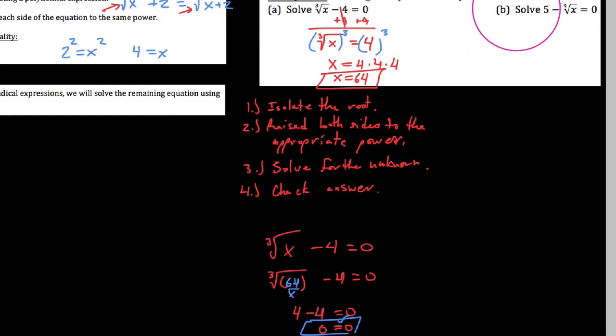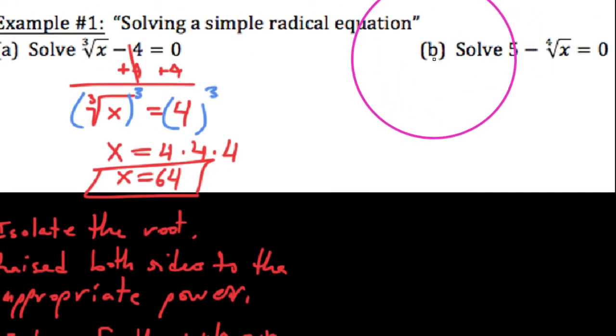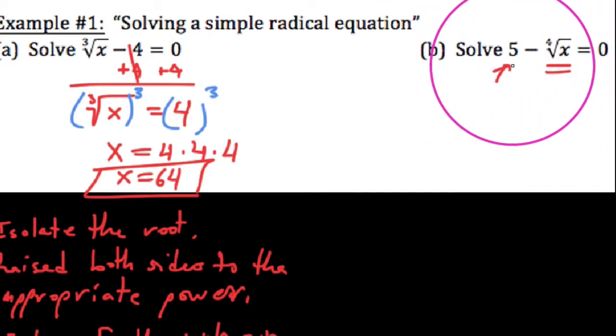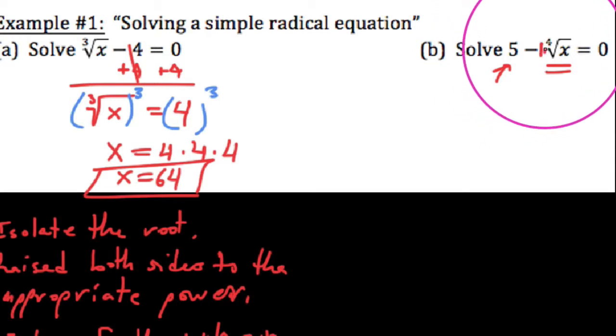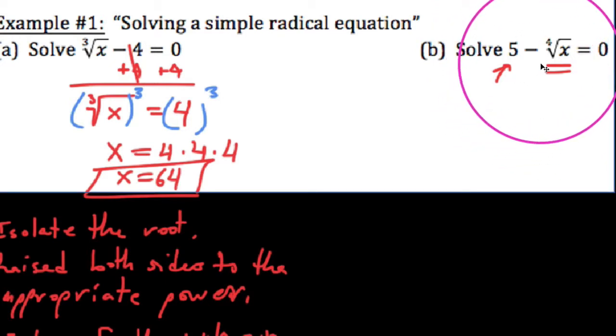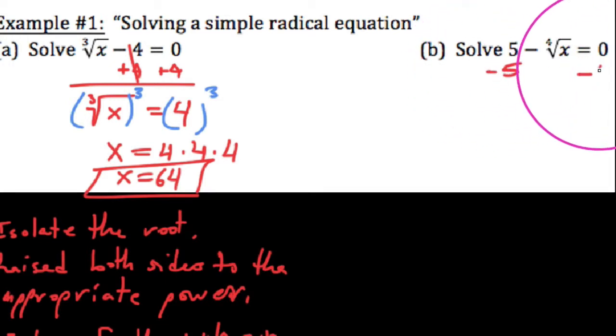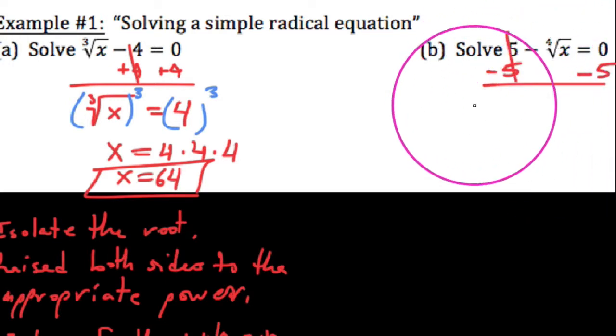Let's take a look at letter B here. Letter B is a little bit different. We have to isolate first this fourth root of x. We have a positive 5 out front, but also a negative 1 times this. Just like we always solve algebraic equations by undoing addition and subtraction first, the first thing I want to do is subtract 5 from both sides. What that's going to do is get it off of this side.